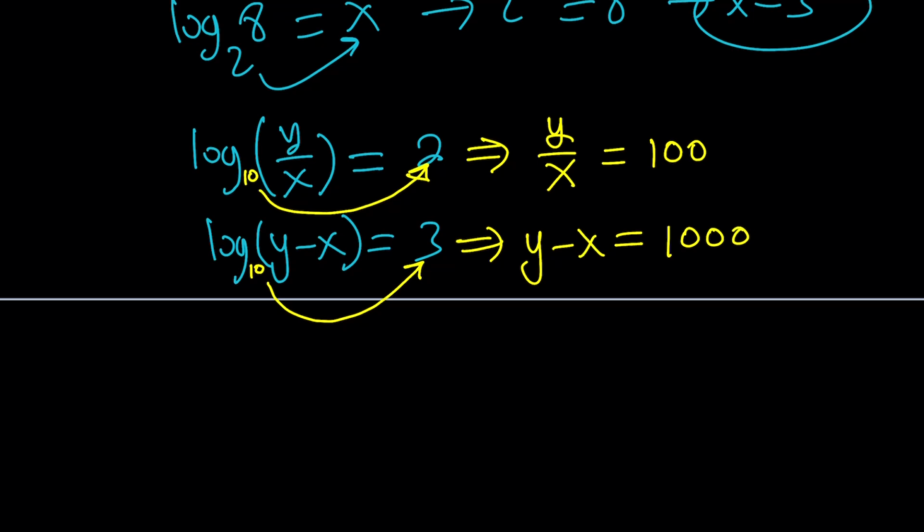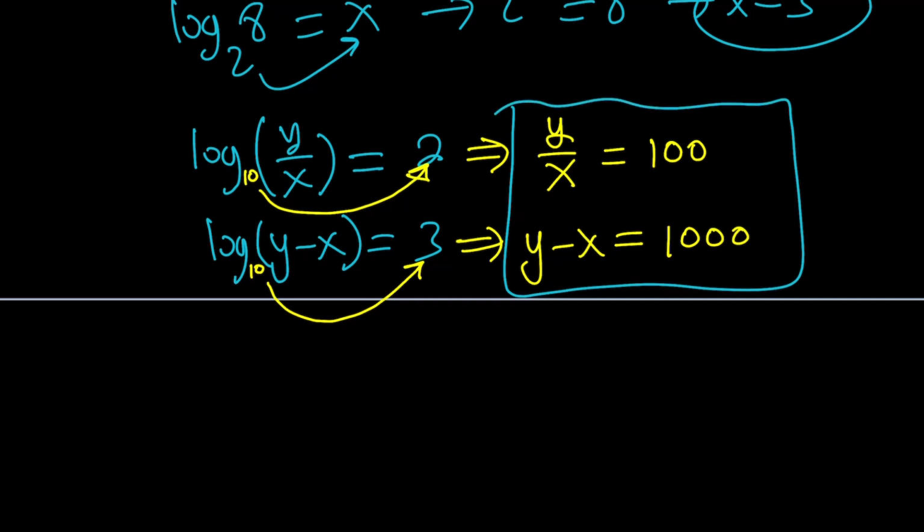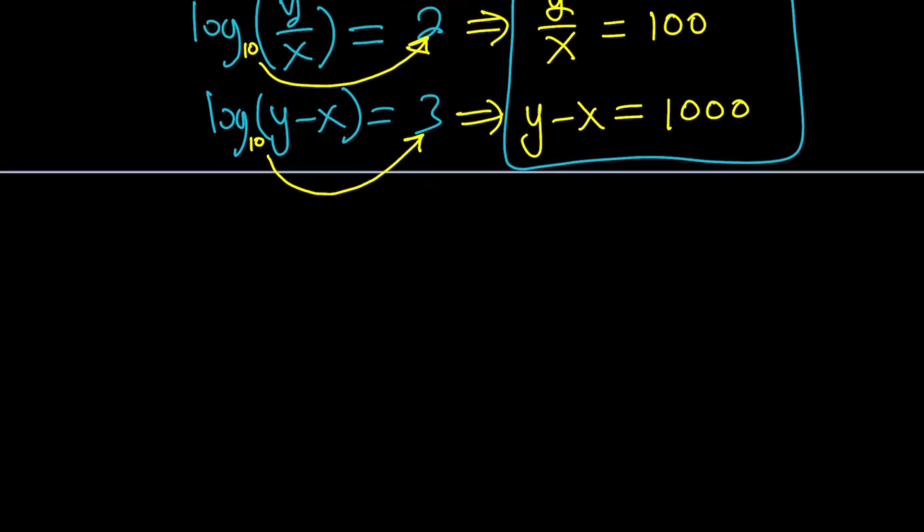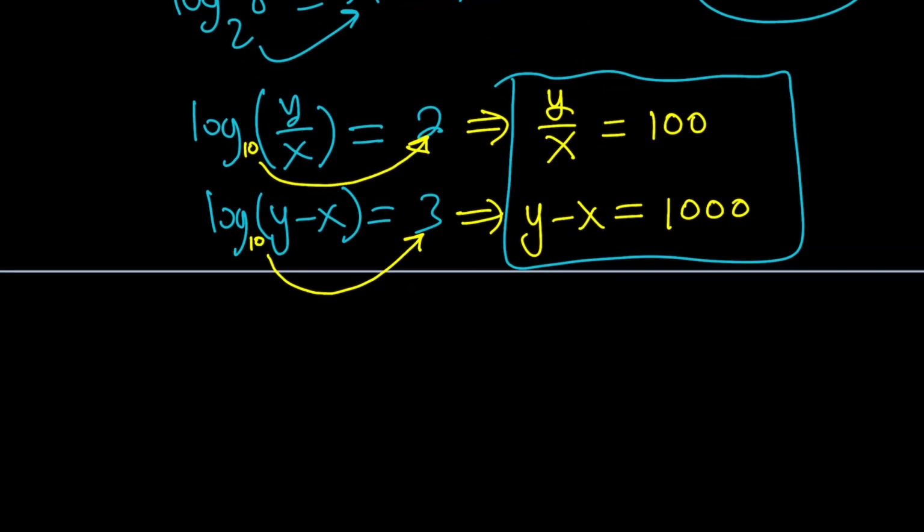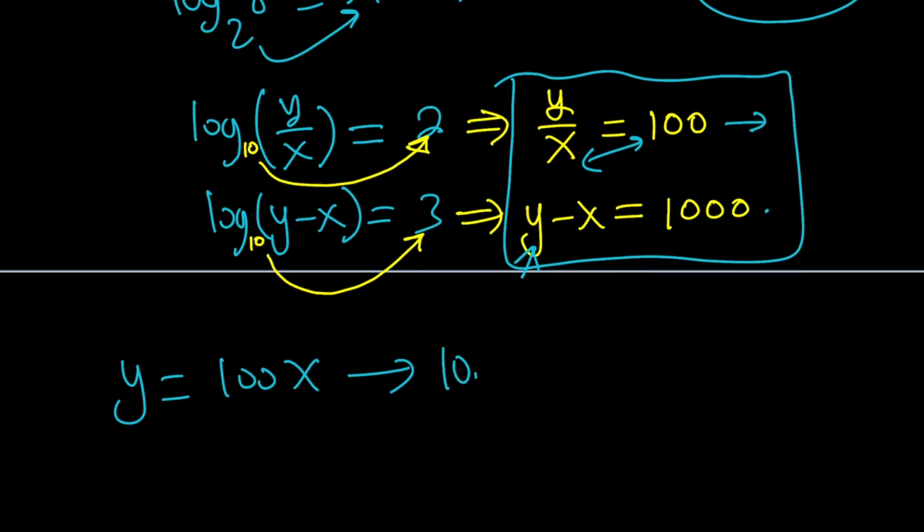Make sense? Now our system is much simpler to solve because we're done with the log world. Now we're in the kind of not necessarily polynomial world, but I would say probably just algebra world. So from here we can do the following. We can definitely replace y with x plus 1,000 from the second equation and plug it into the first, but I'd like to use cross multiplication. Let's go ahead and cross multiply here. y equals 100x, and if you plug it into the second equation, you're going to get 100x minus x equals 1,000. Great. What do we do from here?